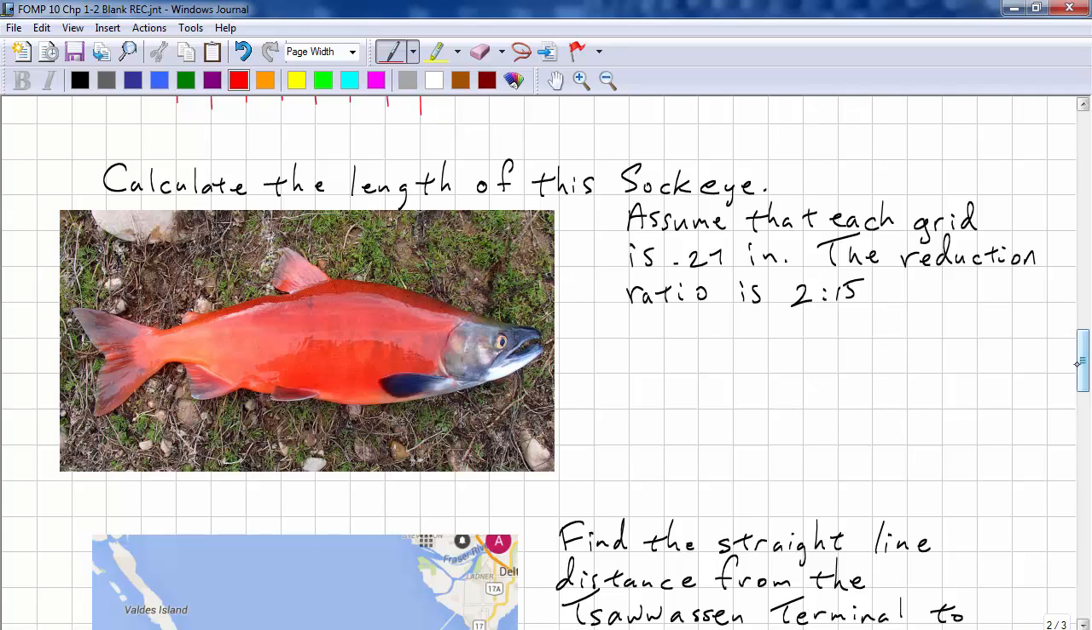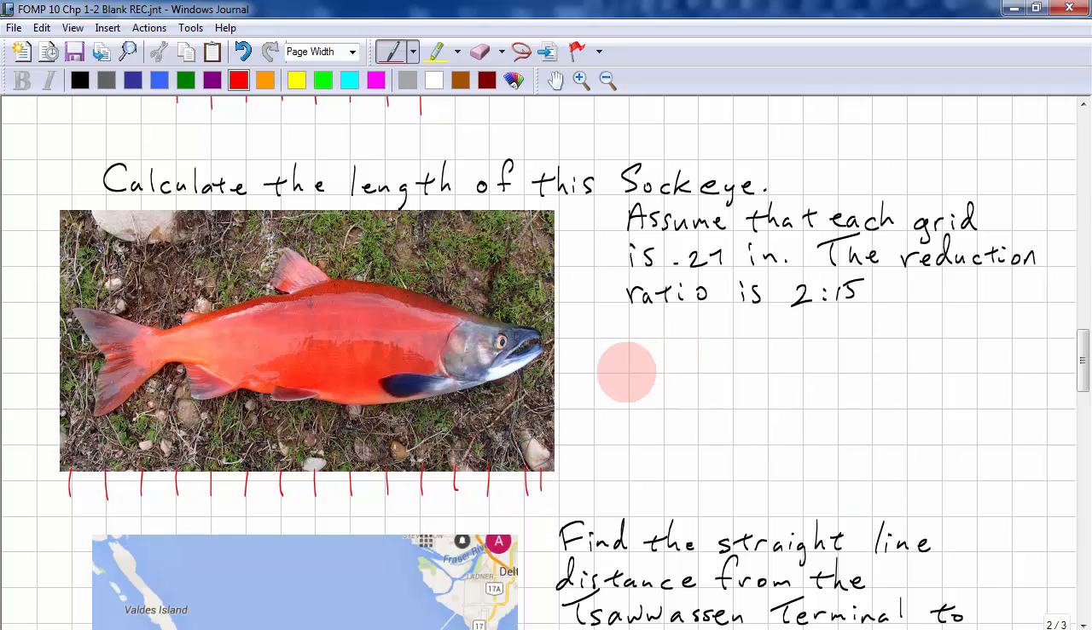Okay, let's calculate the length of this sockeye, assuming that each grid is 0.27 inches. The reduction ratio is 2 to 15. How big of a fish do we have? We have 1, 2, 3, 4, 5, 6, 7, 8, 9, 10, 11, 12, 13 and a half.